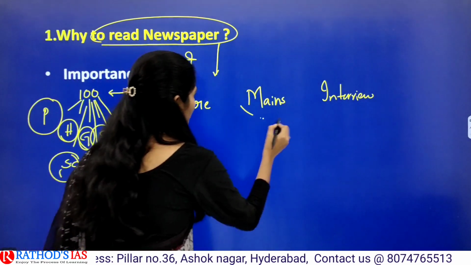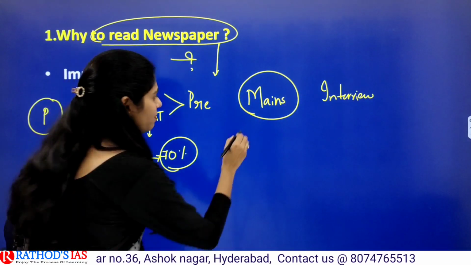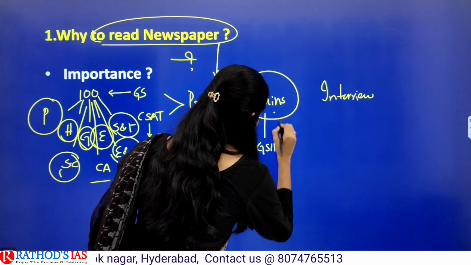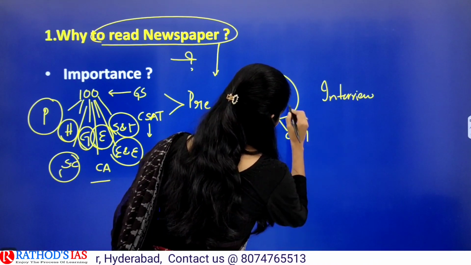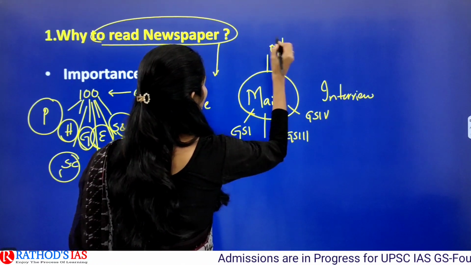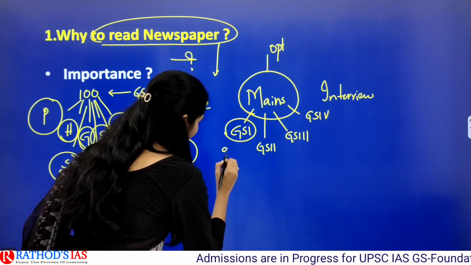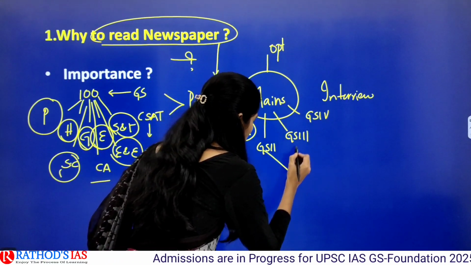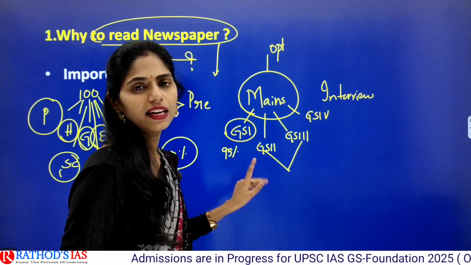And next is your mains. In mains you have GS1, GS2, GS3, GS4, and you have optionals. GS1 is around 95% static. But GS2 and GS3 are entirely dynamic.